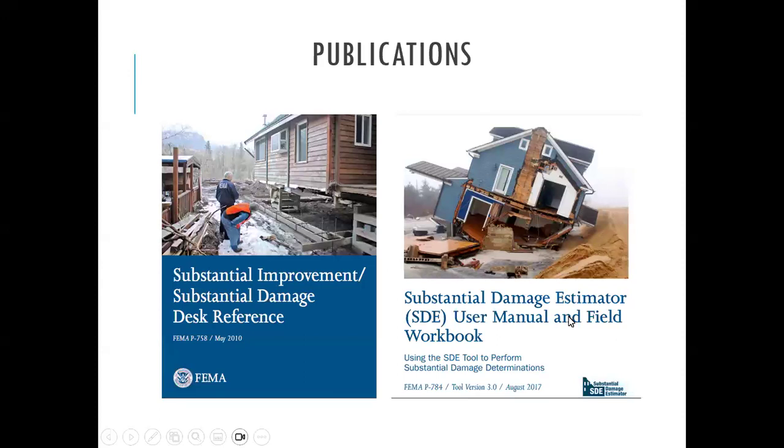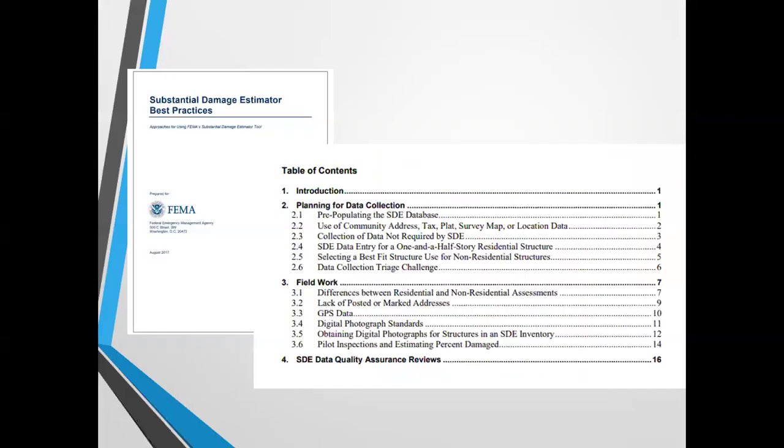There are a lot of really good publications available already. We have the substantial improvement, substantial damage desk reference. I use this quite often. It goes through all of the rules and requirements for determining if there was substantial improvement or damage, basically the regulation side of it. Then you have the substantial damage estimator user manual and field workbook. This is more on the actual field work and using the software, so it's much more centered around that than the actual rules of what you have to do. But they're both very useful.